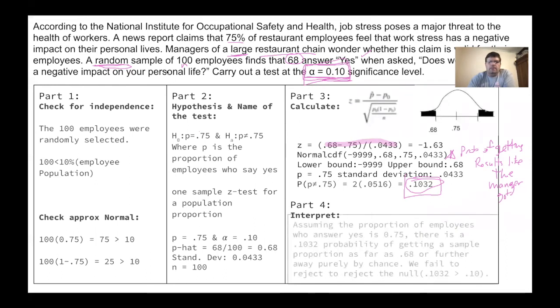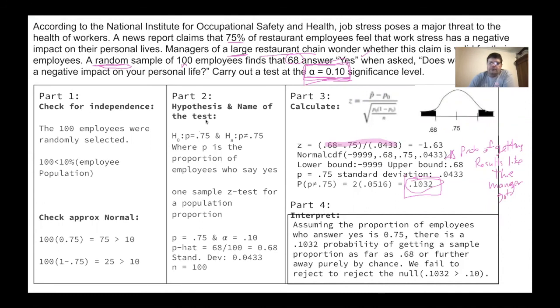Okay. So assuming that the 0.75 is actually true, there's a probability of getting a result like we got with about a 10.3% probability, which is greater than our alpha. So we fail to reject the null, and you don't make any conclusion, just you fail to reject the null. If you reject the null, then you can interpret the alternative. If you fail to reject the null, you say, we fail to reject the null, and you end the story.